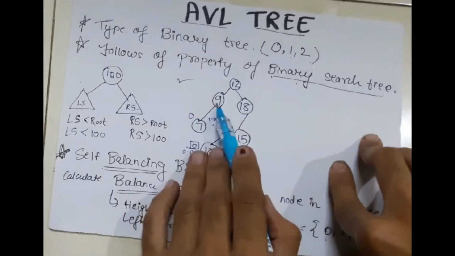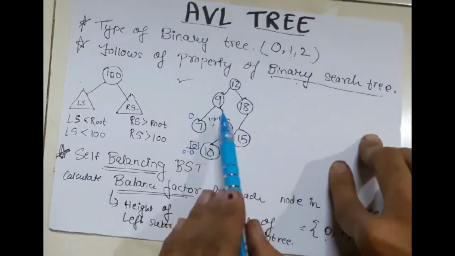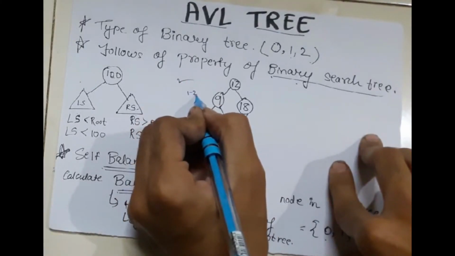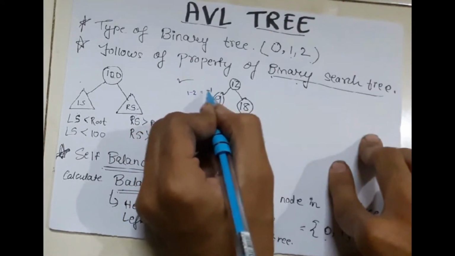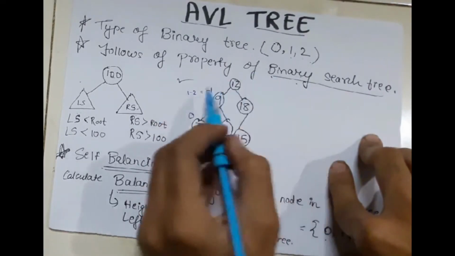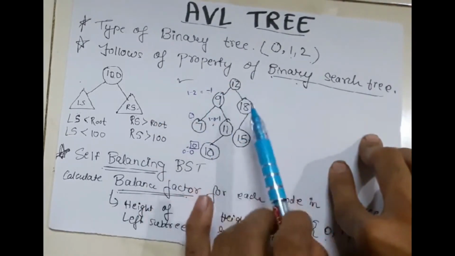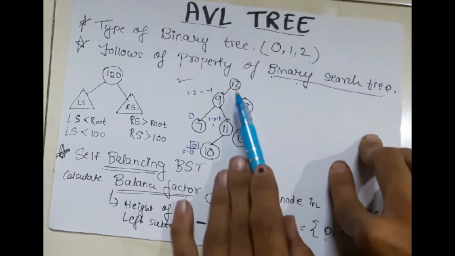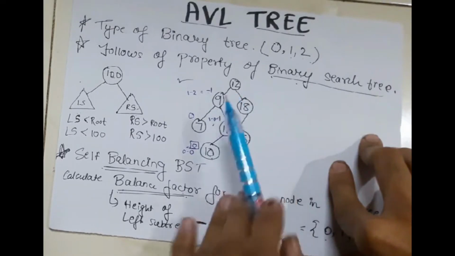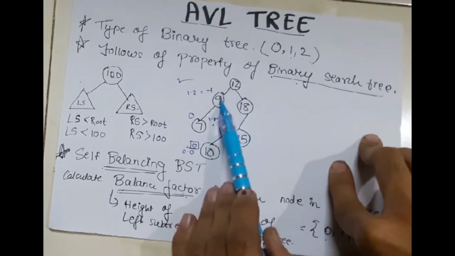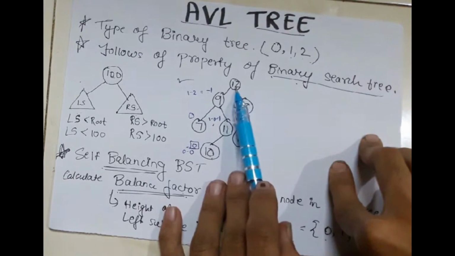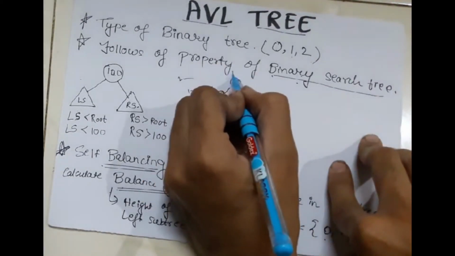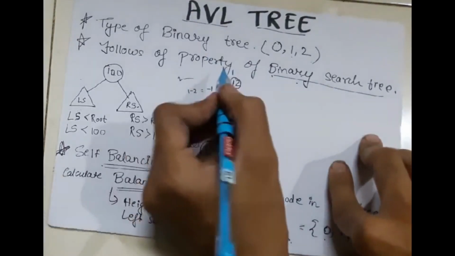Then 9. Left subtree height is 1. Right subtree height is 2. So 1 minus 2 is minus 1. So what is the balance factor for node 9? Minus 1. Then see, root node 12. Left subtree height is 2. No, 3. 1, 2 and 3. See, so left subtree height is 3 and right subtree height is 2. So 3 minus 2 is 1. Okay.